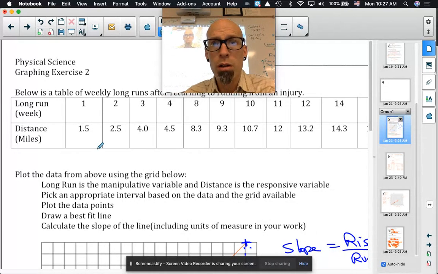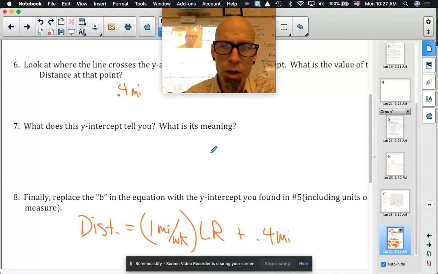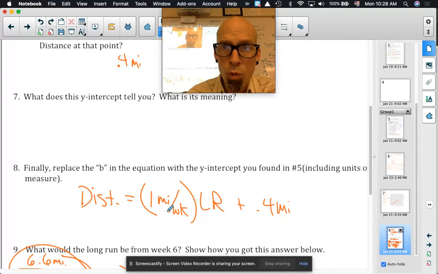That's small. So maybe our y-intercepts should be 0 because look what happens in the equation here. When you put 0 in here, well, let me go ahead and write the equation out. So this is the equation written out with the y-intercept in its place. If you put 0 in here, 0 weeks for the long run, 0 weeks times 1 is 0. Plus 0.4 miles means my distance at week 0 would be 0.4 miles.